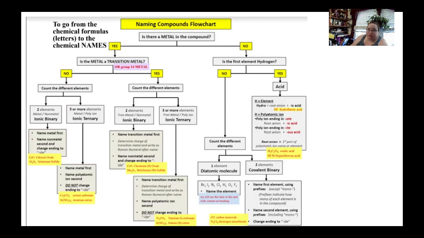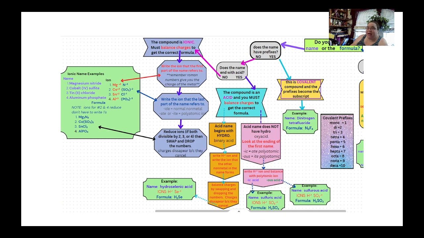This is a similar flowchart. Same process, you're going from the letters to the names. So notice it's several yes and no questions, and you're picking the path that you need to follow. In both versions, there are examples with formulas and names, so you can see how it looks at the very end. We also have the reverse of that.